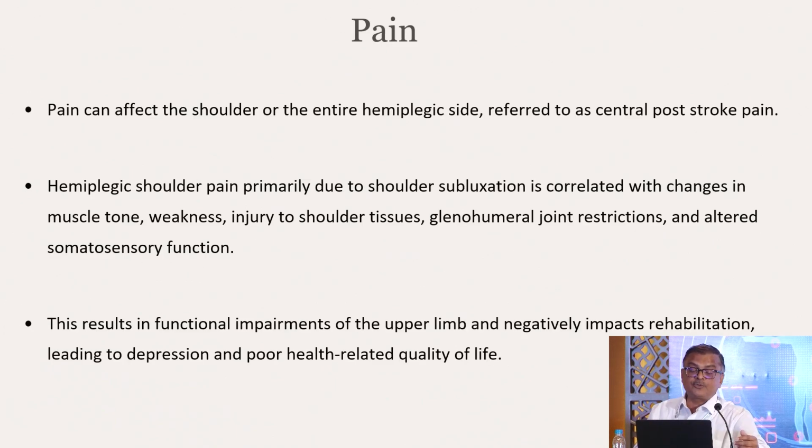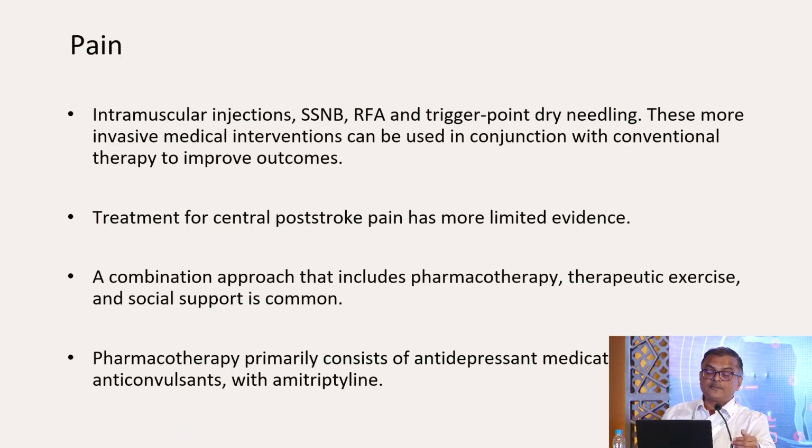Pain. Pain can affect the shoulder or the entire hemiplegic side. The thalamic pain, the CRPS, many types of pain we get in a stroke patient. Hemiplegic shoulder pain is primarily due to shoulder subluxation and is correlated with changes in muscle tone, weakness, and injury to shoulder tissue. The result is functional impairment of the upper limb and a negative impact on rehabilitation, leading to depression and poor health-related quality of life.